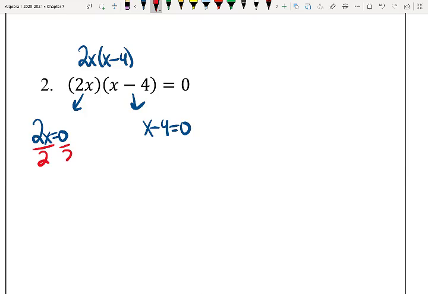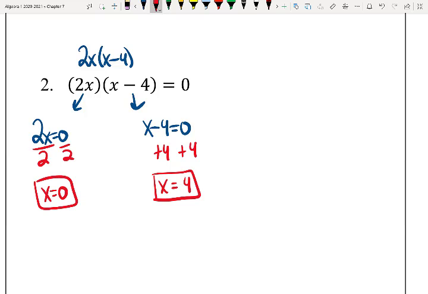I'm going to divide by 2. X equals 0, because 0 divided by anything is just 0. And then here I can add 4 on both sides, and we get x equals positive 4. So those are my two solutions. And again, you could check to make sure that you're going to get 0, but in this case, I'm good. I know that it's going to be true.